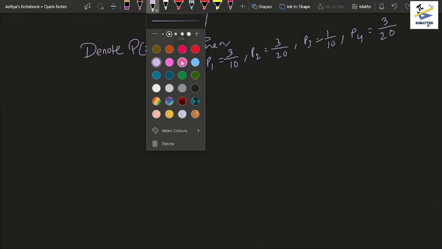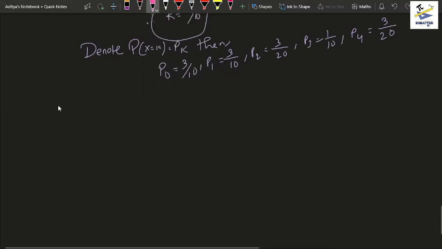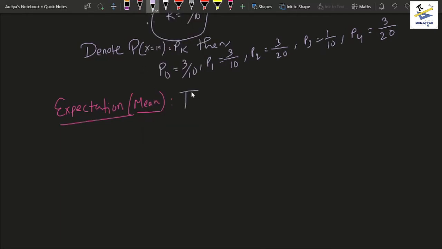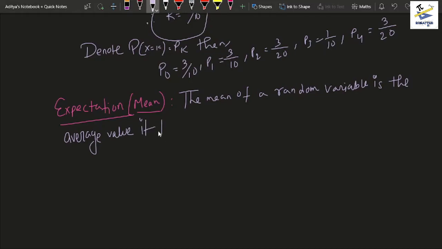Now after this is completed, we would try to define a new term which is called expectation, or in other words, mean. So we try to know what is the expectation of a random variable, or what is the mean of a random variable. Now the mean of a random variable is the average value it takes.